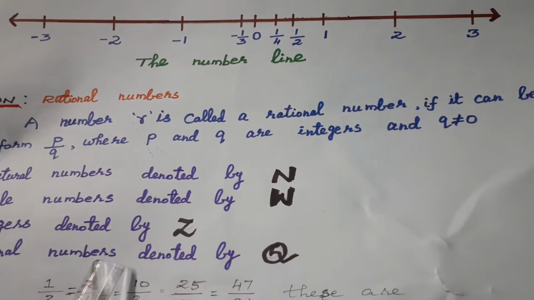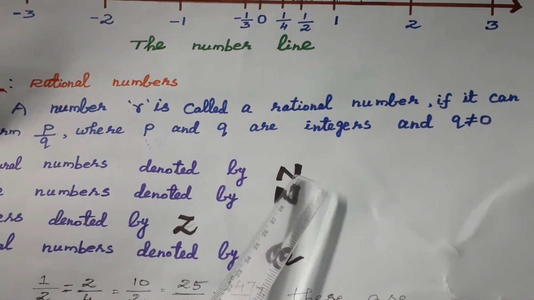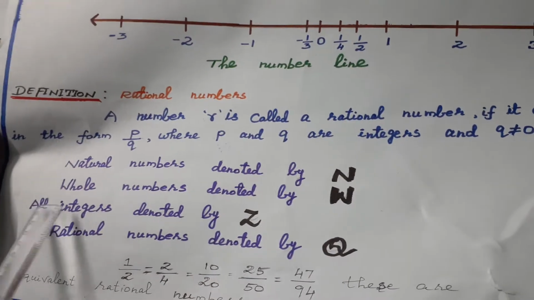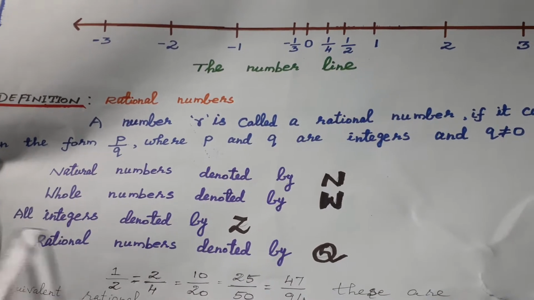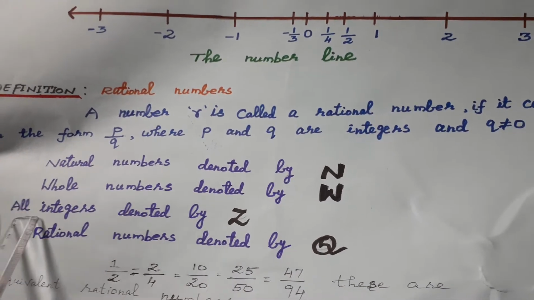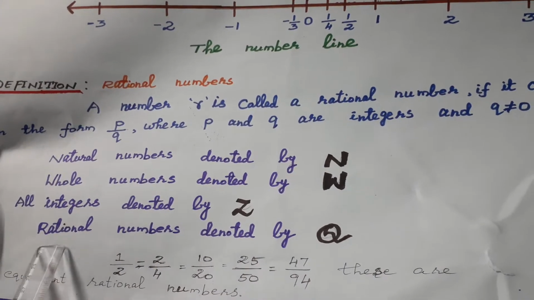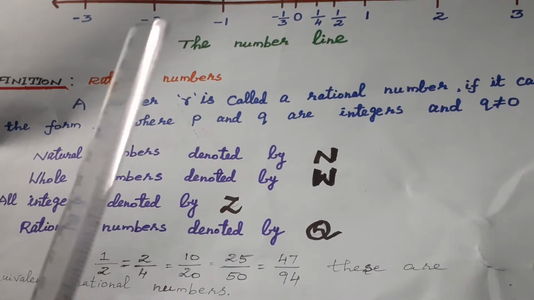Already I told you about the symbols. Natural numbers are denoted by N, whole numbers denoted by W, all integers denoted by Z. All means positive and negative numbers are included with this. Rational numbers are denoted by Q.